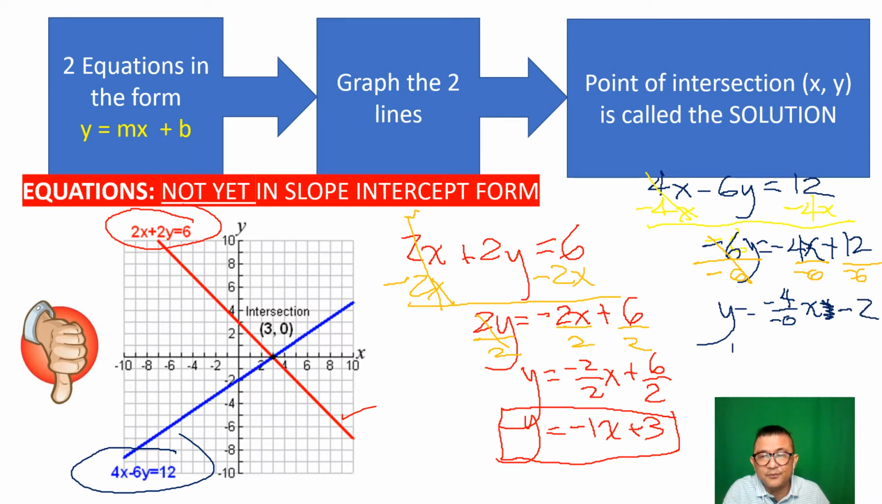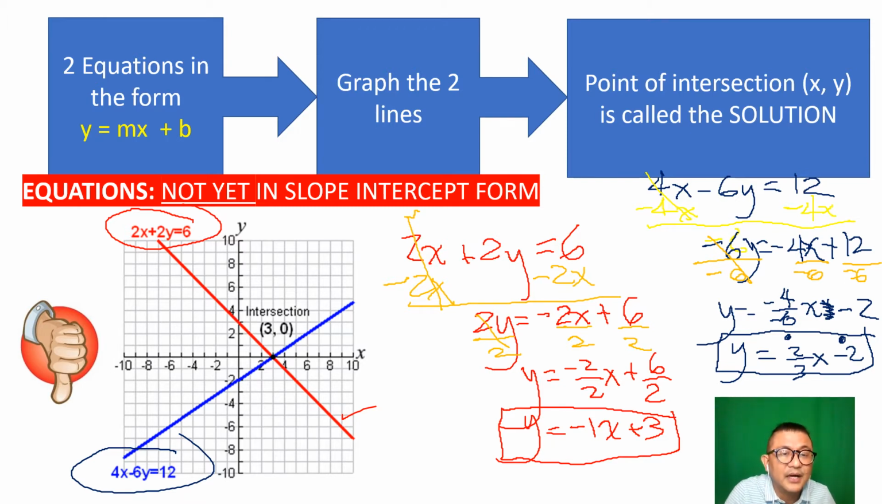So here, my y is equal to, let's simplify that, negative 4 over negative 6 divided by 2 is positive 2/3 x minus 2. Now you know the slope and the y-intercept. You can now graph it. Look at my answer here. Our graph is the one in blue. Check. And wherever they meet, 3, 0 is the solution, right?